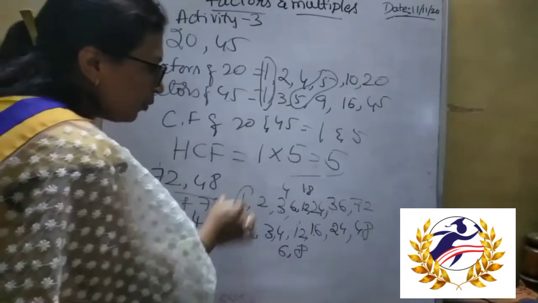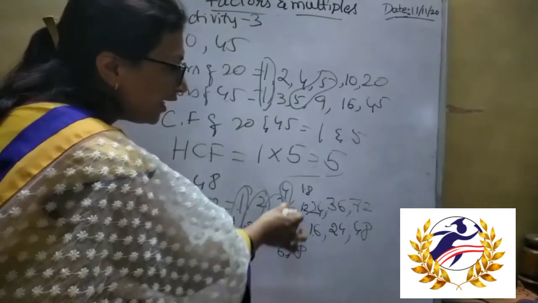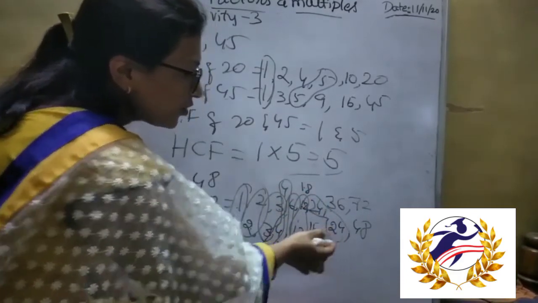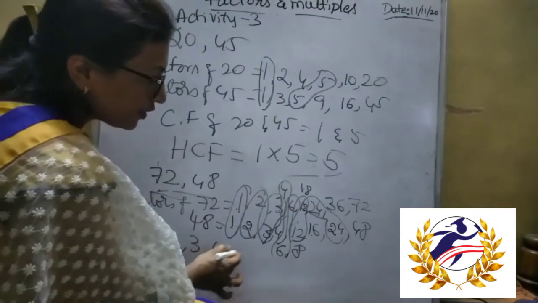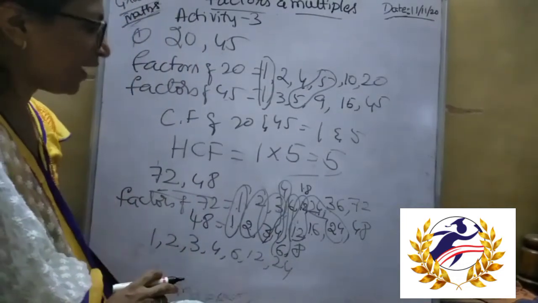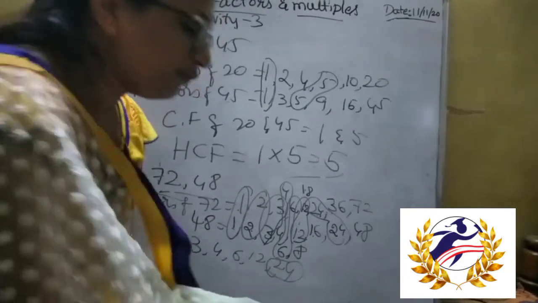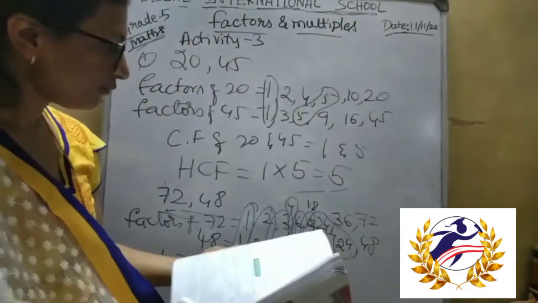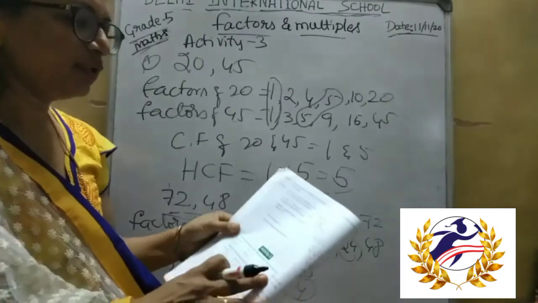So if I take the common factors, 1 is there, 2 is there, 3 is there, 4 is there, 6 is there, 12 is there, and 24 is there. So the common factors are 1, 2, 3, 4, 6, 12, 24. The highest common factor among these is 24. Like this, we can do other problems to find the HCF.